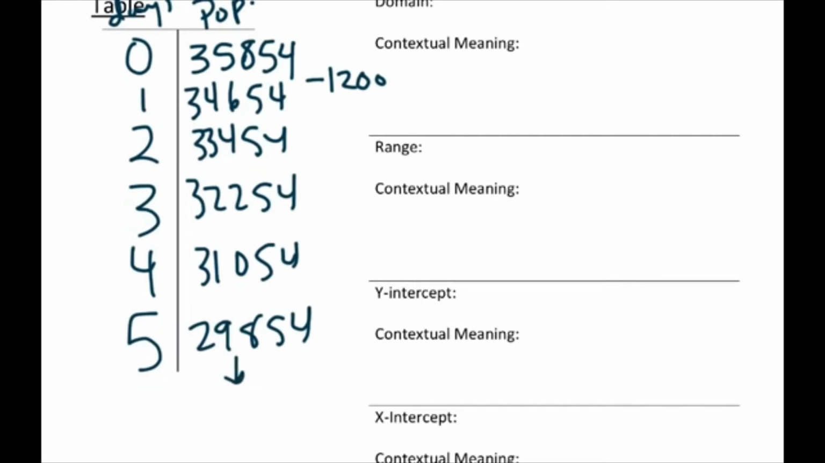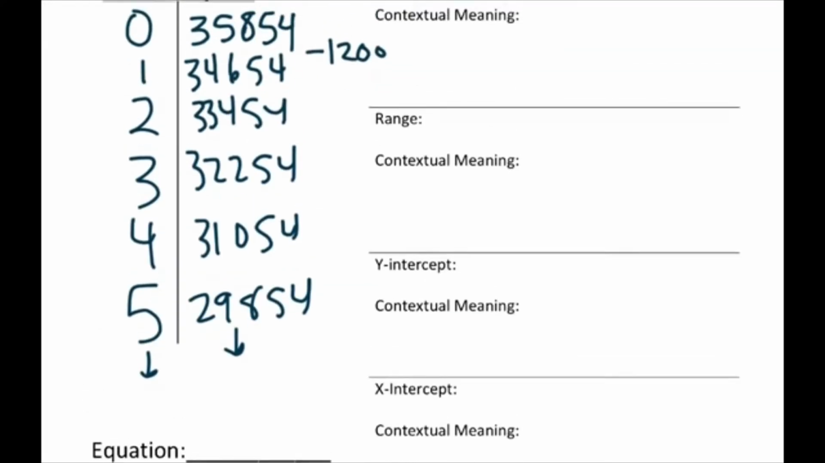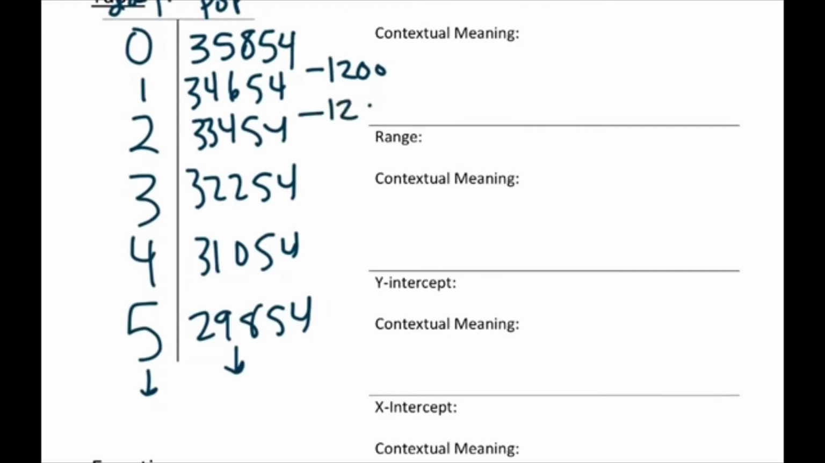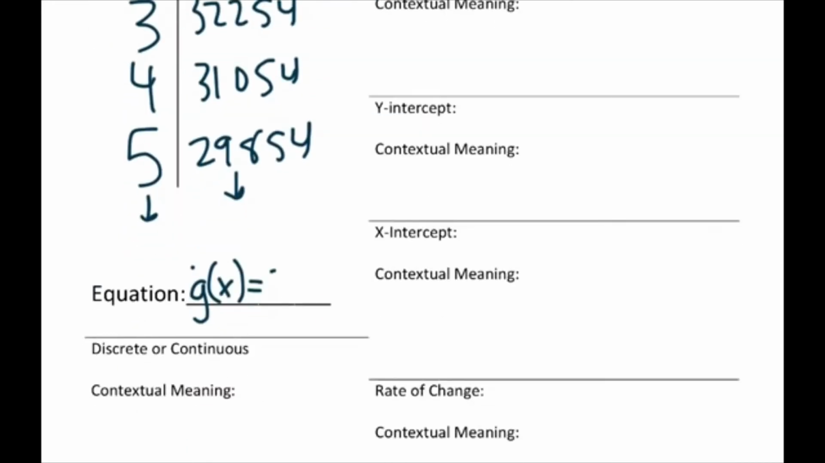Now, obviously this will keep going, so that's why we make our explicit equation. So now this one's linear, because we're subtracting by the same number each time. So I know it's linear, so we'll call this one g of x. G of x equals, what did we start with? My population, 35,854. We're subtracting 1,200 each day, so that one gets times by x.